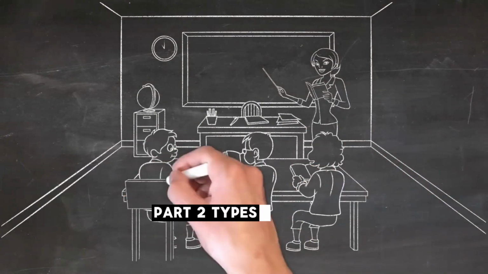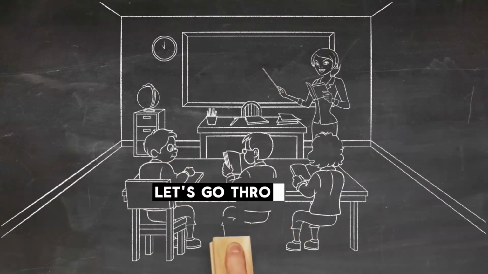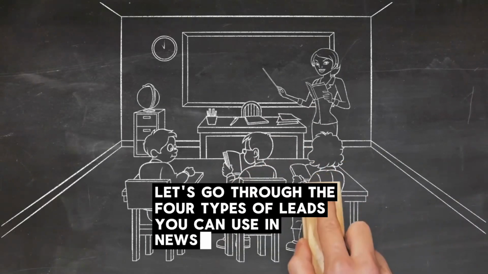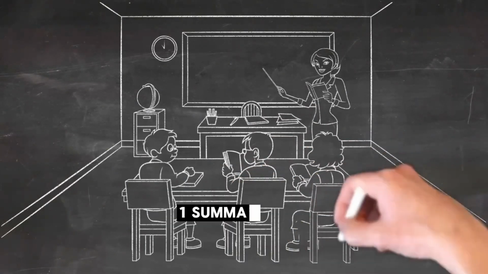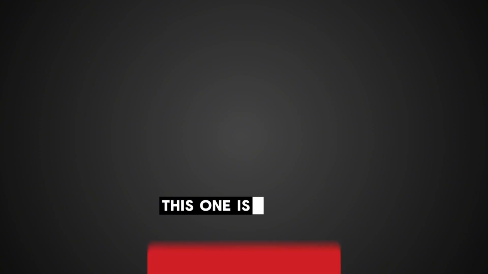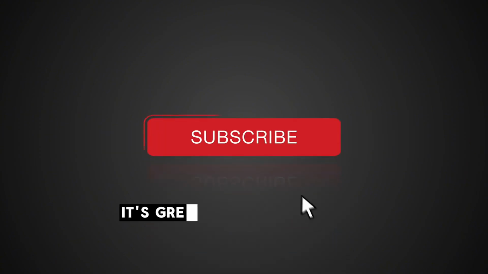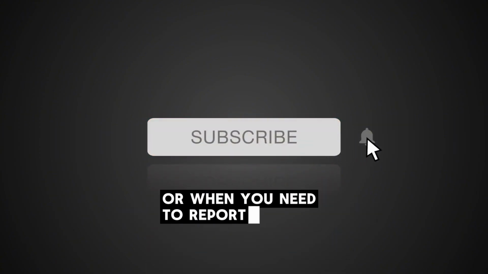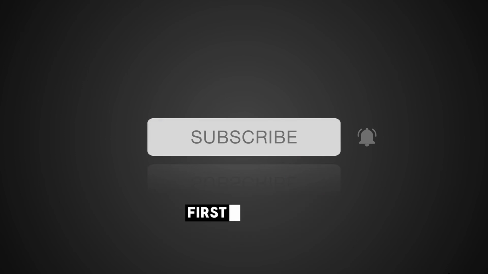Part 2. Types of leads. Let's go through the 4 types of leads you can use in news writing. 1. Summary lead. This one is straight to the point. It's great for breaking news or when you need to report the most important facts first.